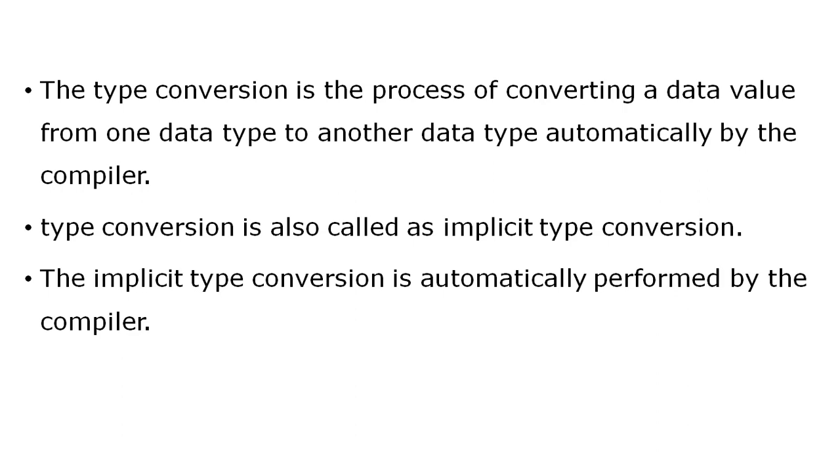Here the type conversions are two. One is implicit type conversion and another one is explicit type conversion. The implicit type conversion is done by the compiler itself.